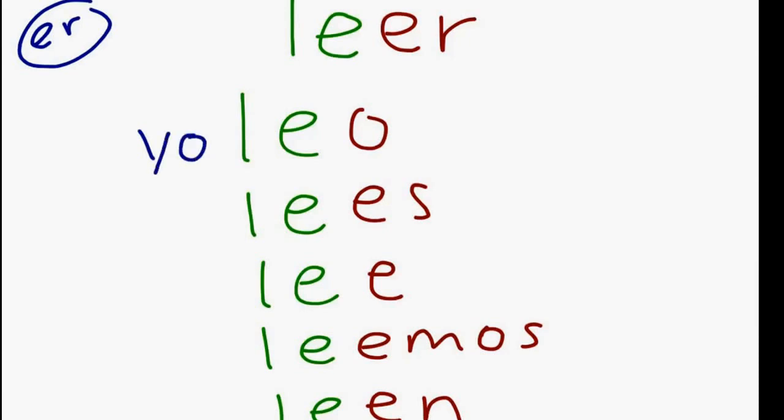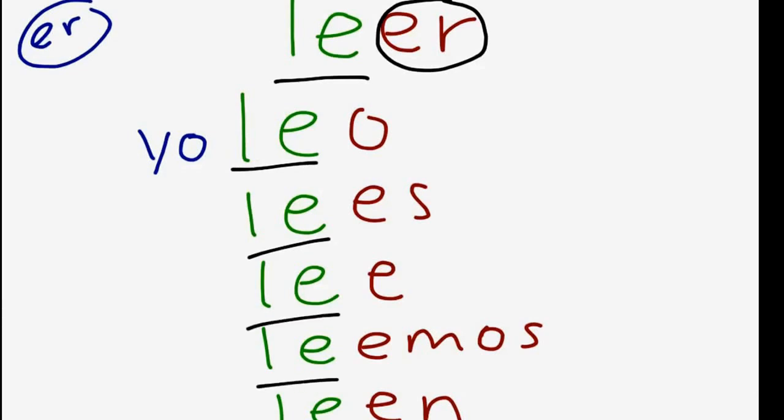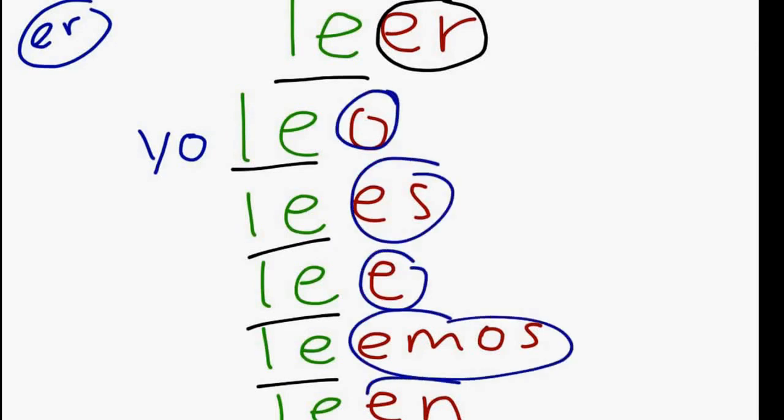So I'm not going to write them every time. This is an example of an ER verb. Again, I've taken off the ending. We identify it as an ER verb, and we find the root, and then the root gets put in all the way through, right? In this case, all of the ER verbs are going to end in o, es, e, emos, and en. So: yo leo, tú lees, ella lee, nosotros leemos, ellos leen, ustedes leen.